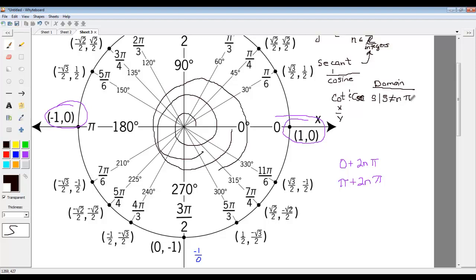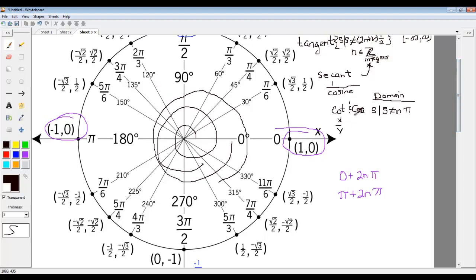N is an integer. N is 0, you got 0 pi, that's right here. N is 1, 1 pi, that's right here. N is 2, 2 pi, that's right here. N is 3, 3 pi, that's right here. And that ends up always landing on one of these points. If you do negative 1 pi, it's going to take you this direction, but you're going to land here. Negative 2 pi, keep going in that clockwise direction, you're going to land here. So any integer times pi, and the domain has to exclude those values. It's going to end up being undefined for cotangent and cosecant.